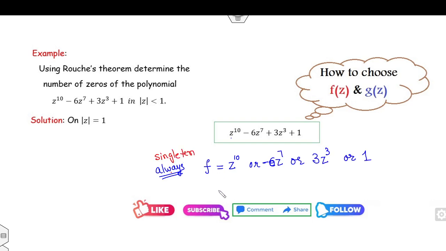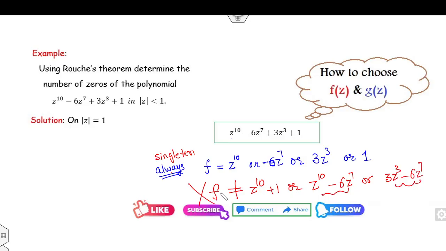F can never be z raised to power 10 plus 1, or z raised to power 10 minus 6z raised to power 7, or 3z cube minus 6z, because it is two terms. F can never be more than one term. Clear? इतना समझ में आ गया? आसान तरीका बता रहा हूँ, शॉर्टकट ट्रिक्स CSIR नेट और गेट के लिए. F कैसा होगा? F हमेशा सिंगल टर्म होगी.